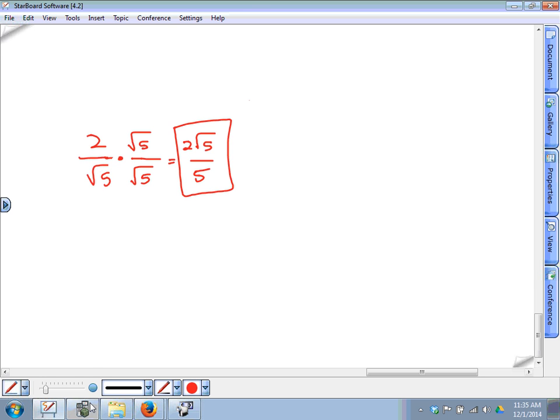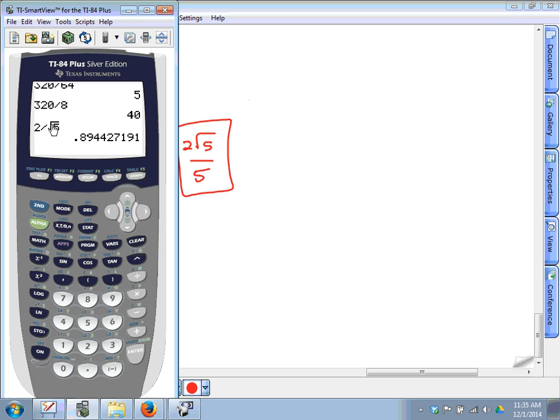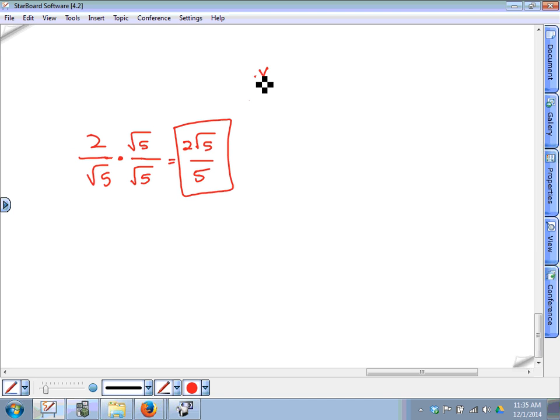Okay. Now if you check it on your calculator, 2 divided by root 5 is 0.89. If you type in 2 times the square root of 5 divided by 5, you get 0.89. So it's the exact same ratio, it's just a different form of the answer. You guys with me? So this process, even though it's kind of outdated and we don't really need to do it anymore, we still do it. It's called rationalizing.